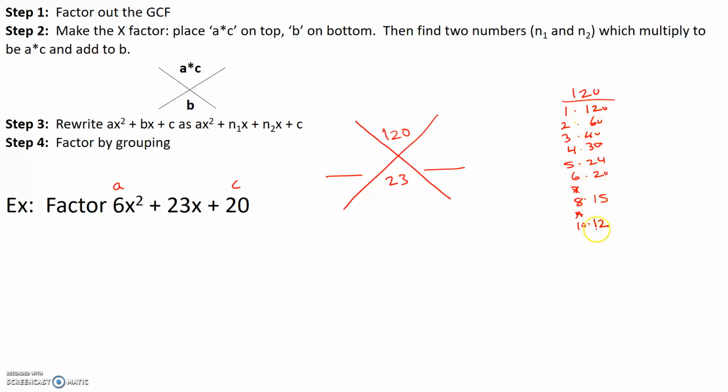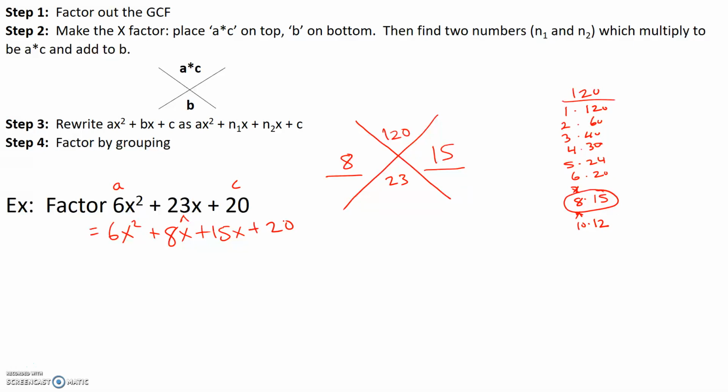Now of these, we need to find the factors that add to be 23. They multiply to be 120, but they must add to 23. That's 8 and 15. So I will put 8 and 15. Multiply to 120, add to 23. Let's rewrite this as 6x squared. The 23x will get rewritten as 8x and 15x plus 20.